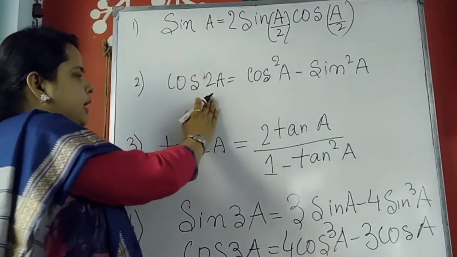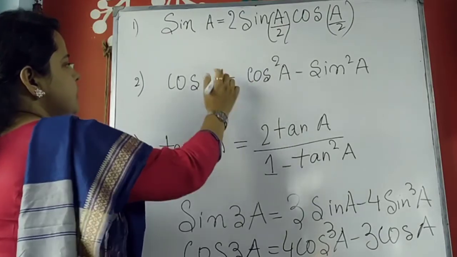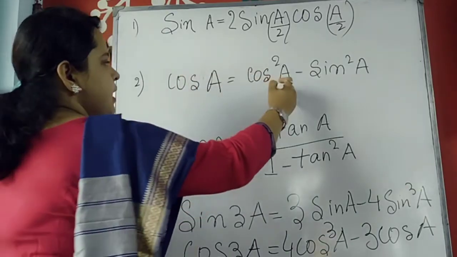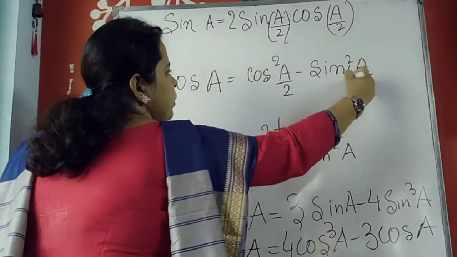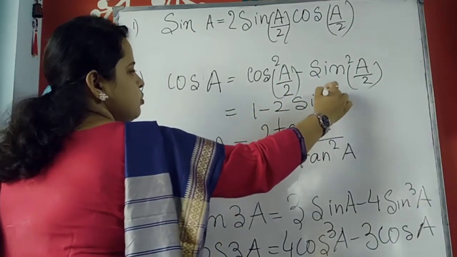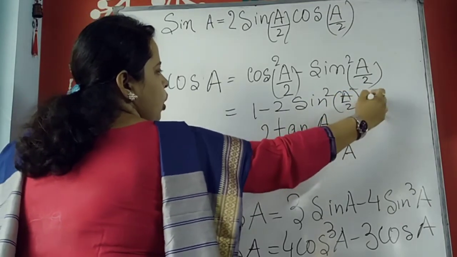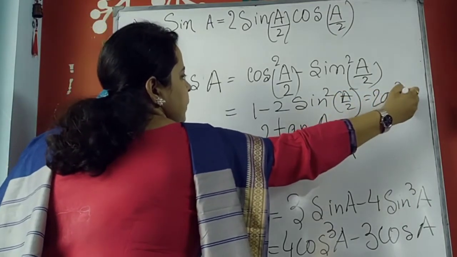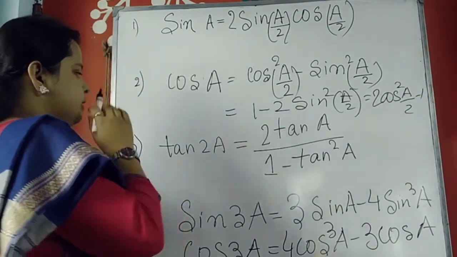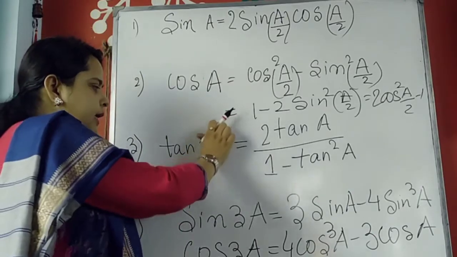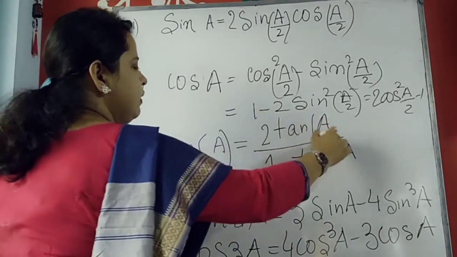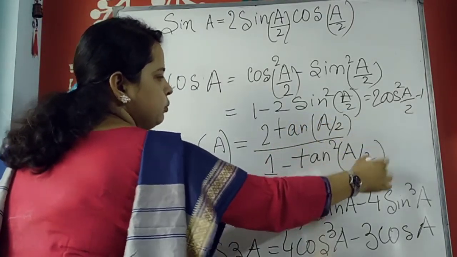So in the same case, in this cos 2A, if it is halved, 2A halved means 2A becomes A, then this angle will also become A by 2 and A by 2. And accordingly you can even write 1 minus 2 sine square A by 2 or 2 cos square A by 2 minus 1. Is it okay? Now this third one, tan 2A. Tan 2A also can be written in the same way. I am putting a bracket here, and here it will be A by 2, A by 2.